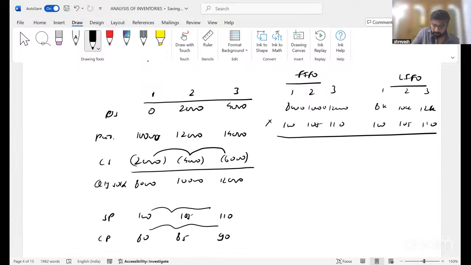What should the amount be? Let us quickly calculate that. So 8,000 into 100 is going to be 8 lakhs. That's simple. So it is going to be 8 lakhs. This is going to be how much? 10,000 into 105. That comes to 10.5 lakhs. And the last one is 12,000 into 110.